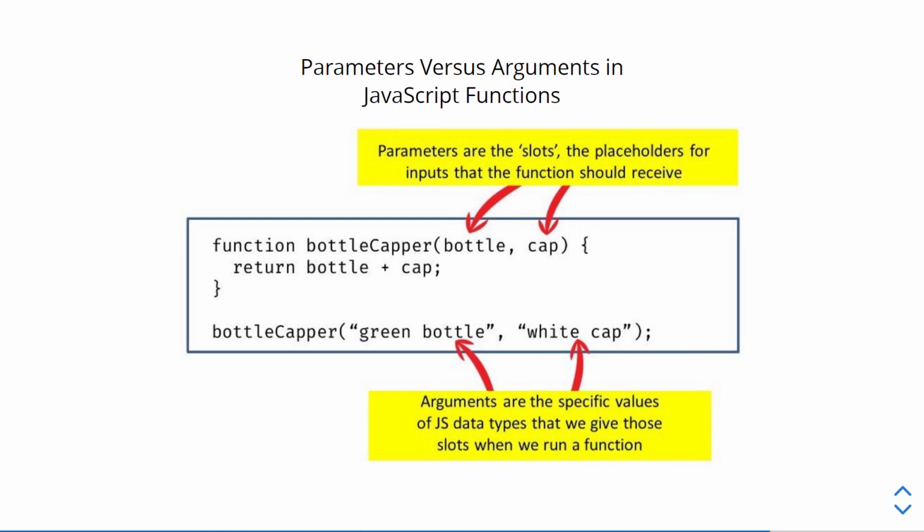Now we are ready to simulate our simplified bottle capping machine in JavaScript. We will order our computer using JavaScript to do the following. 1. Build a machine and call it bottle capper. 2. The machine should take two inputs, a bottle and a cap. And 3. When I run it, it should return the bottle and cap together. Here is this description translated into code.